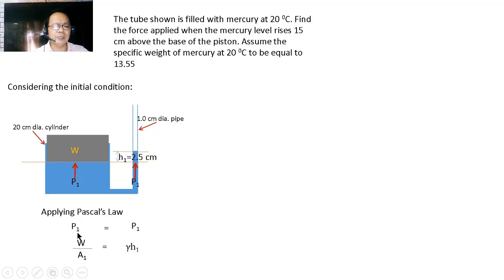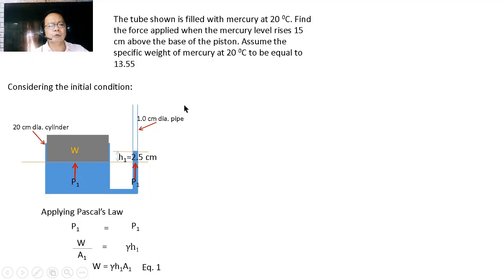So from this equation, we can express the weight of the piston W in terms of A sub 1, the unit weight of the mercury, and this height of the mercury, or the difference in elevation between this mercury and the base of the piston, represented here by H sub 1. So that our W will be equal to gamma times H sub 1 multiplied by A sub 1. And let us call this our first equation.